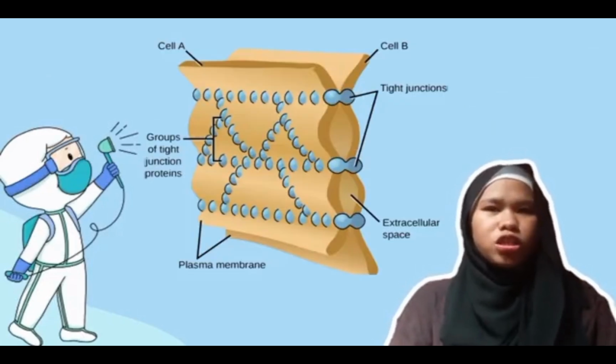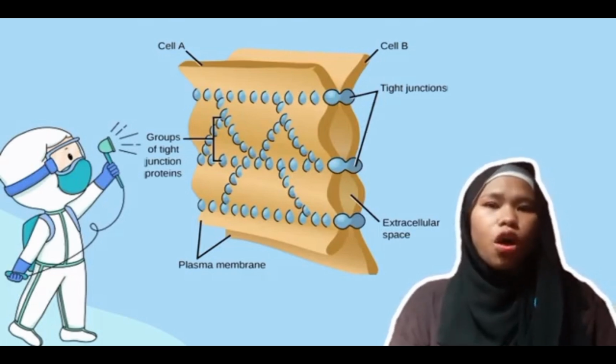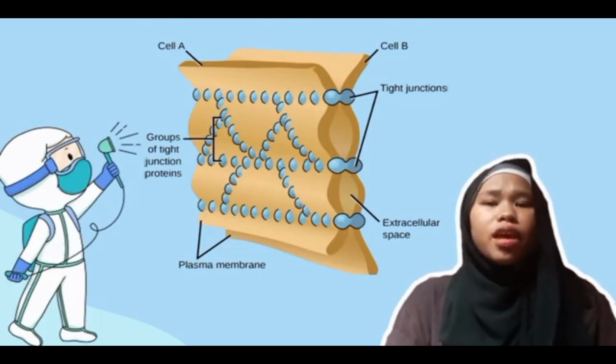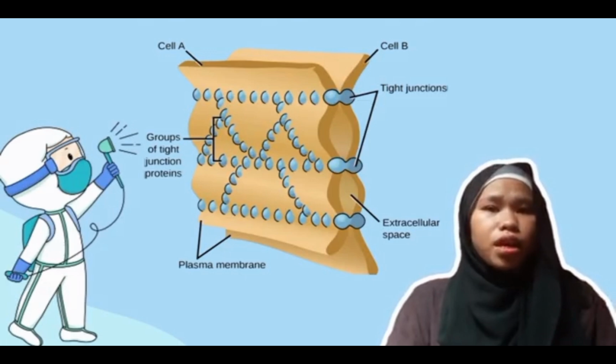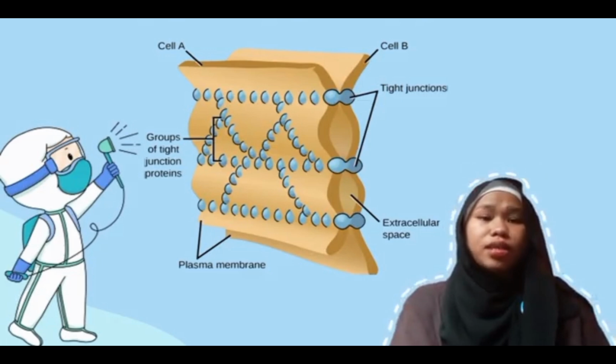So okay, now let's talk about its structure. As you can see, the image is a diagram illustrating the structure of the tight junction between two cells, such as cell A and cell B. These represent two adjacent cells. Tight junctions are the structures that connect these cells. As you can see, there is our tight junction. That's the barrier that prevents the passage of substances between the cells.